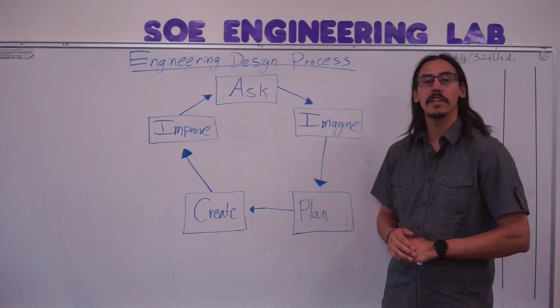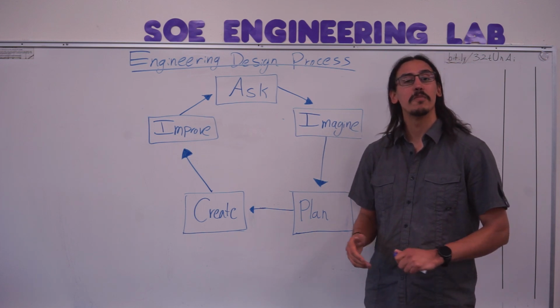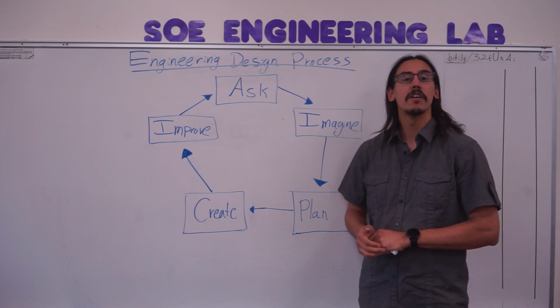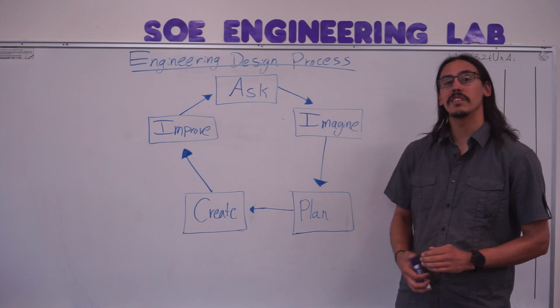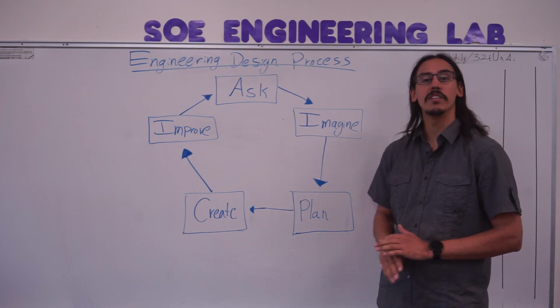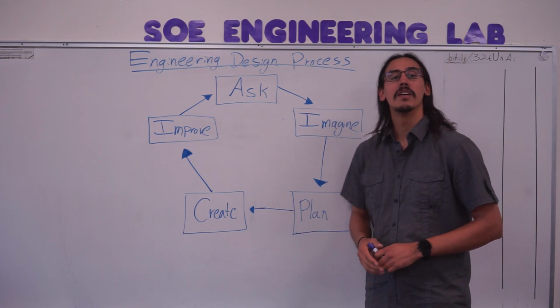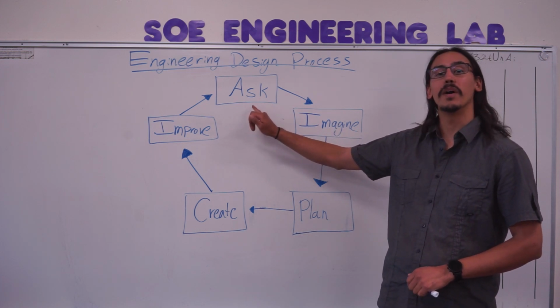So for our first lesson this year, we're going to be talking about the engineering design process. Now, you may have seen this before, you may not have, but either way, we're going to look at this process that engineers use whenever we're going to solve a problem or we need to build something new. So let's start off right at the beginning with the first step, which is to ask.